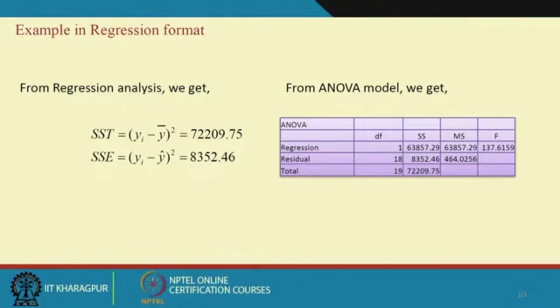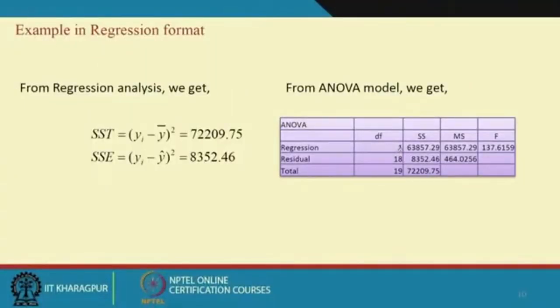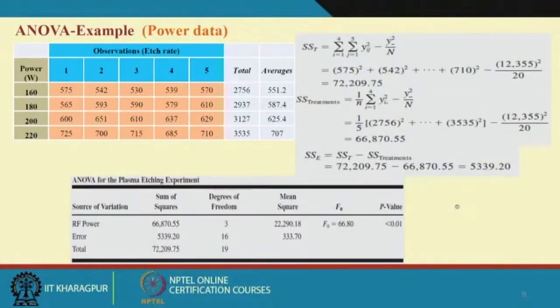So, from ANOVA as well as from regression, in both cases you are finding that the power has an effect on the etch rate. Okay. So, you can go either way, but please keep in mind that here the degree of freedom is the number of parameters to be estimated minus 1. So, intercept plus the regression coefficient for power only, so 2 minus 1, and then the residual is more, and that is basically this. So, MSE is 464. Now, what about MSE here? 333. Okay.